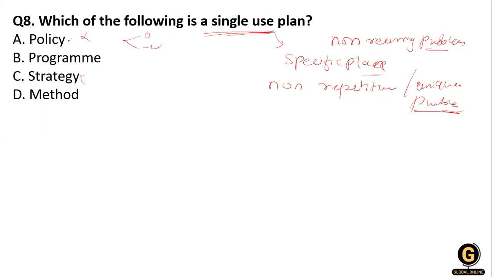Which of the following is the single use plan? You know that the policy, the strategy, and the methods have multiple uses, but the program is made for a specific purpose. So here the program is the right answer.